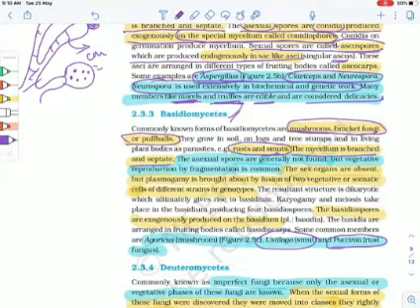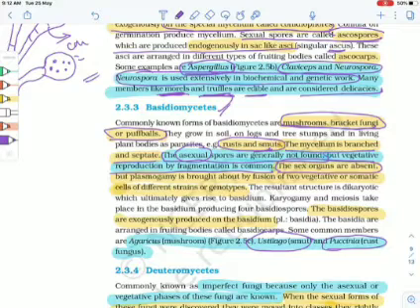Remember the example. The mycelium is branched and septate, this type. So see, the asexual spores are generally not found. In case of Ascomycetes, the asexual spores are the conidia, but in Basidiomycetes, the asexual spores are not found. Also, in Basidiomycetes, the sex organs are absent. That means both asexual spores and sex organs are absent. But vegetative reproduction by fragmentation is common.